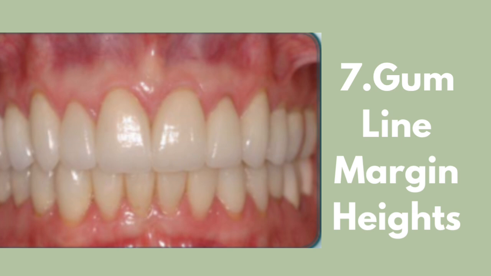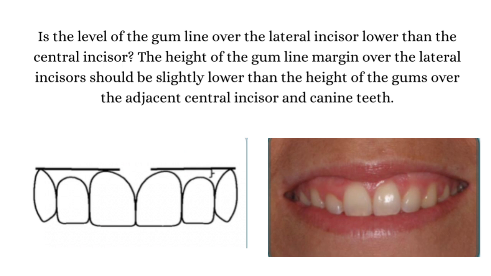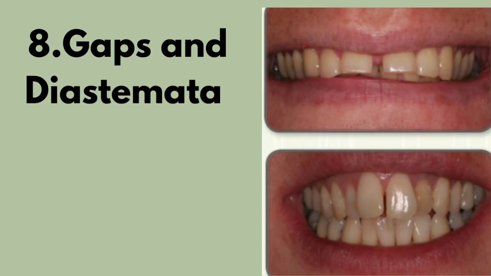7. Gum line margin height. The lateral incisors, the two teeth next to your front middle teeth, should have their gums slightly lower than the gums of the central incisors, the middle front teeth, and the canines, the pointed teeth next to them. This small difference in gum height creates a nice, natural curve that makes the smile look balanced and attractive. Remember, middle teeth equals higher gums, side teeth equals slightly lower gums. It makes the smile look soft and natural.